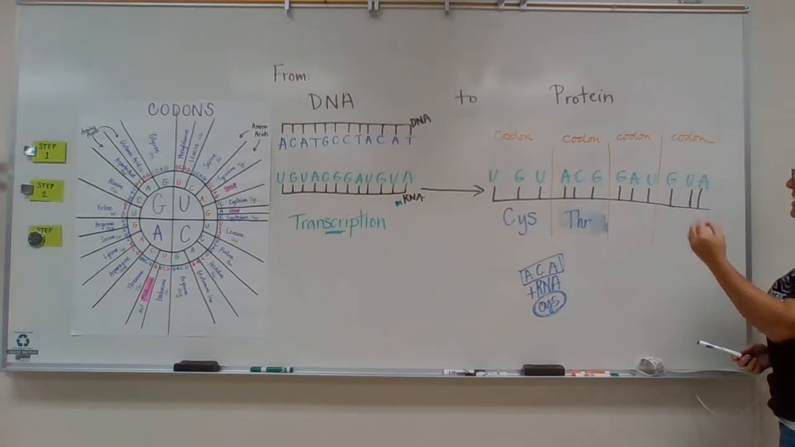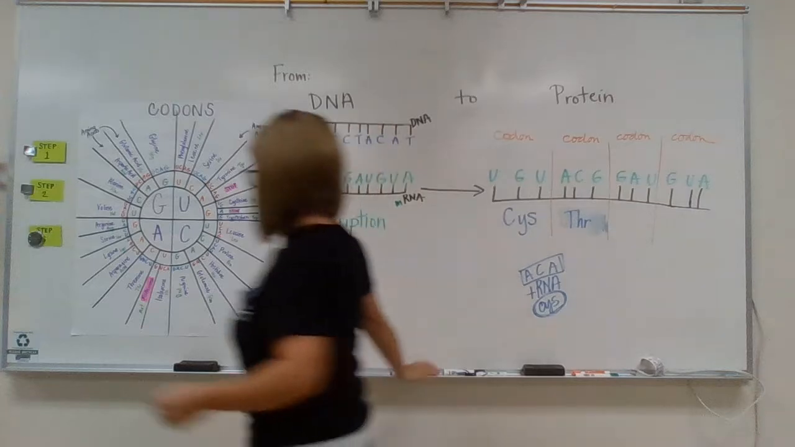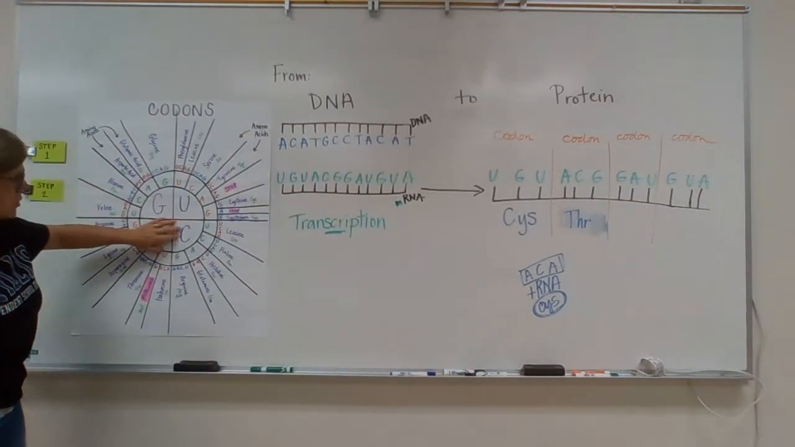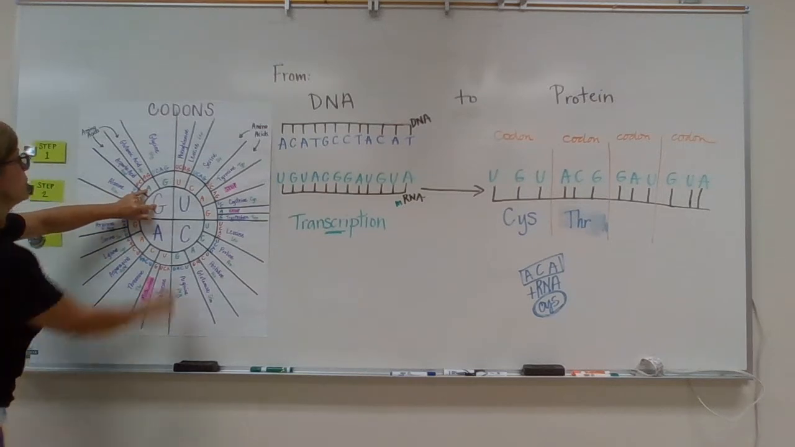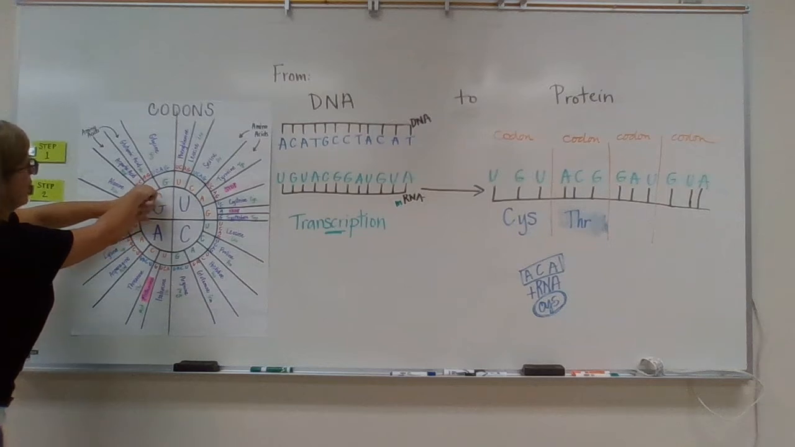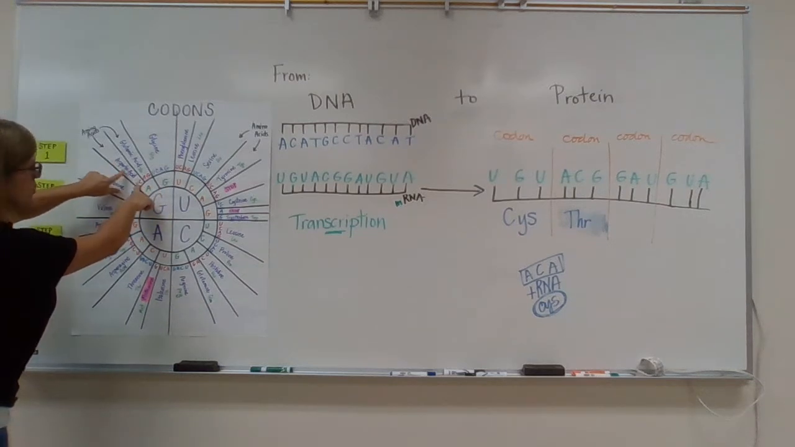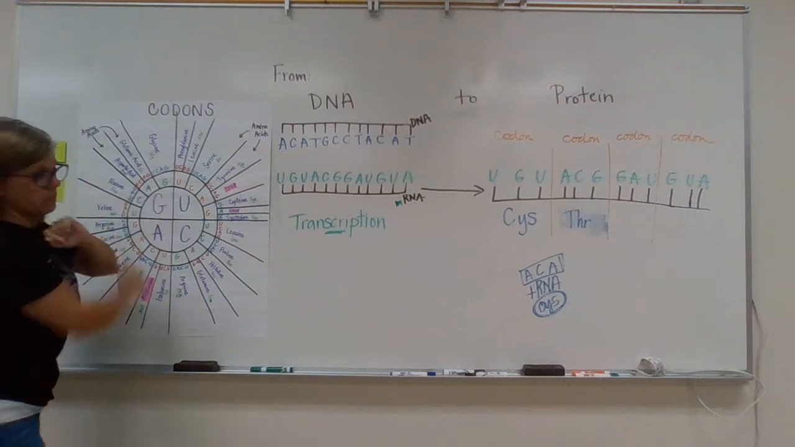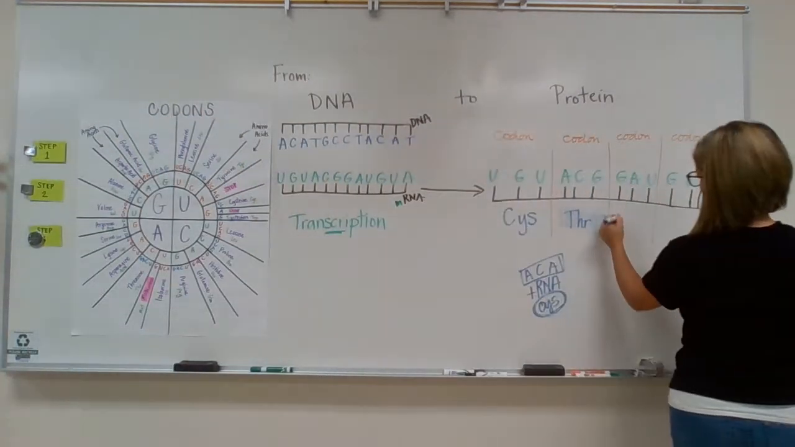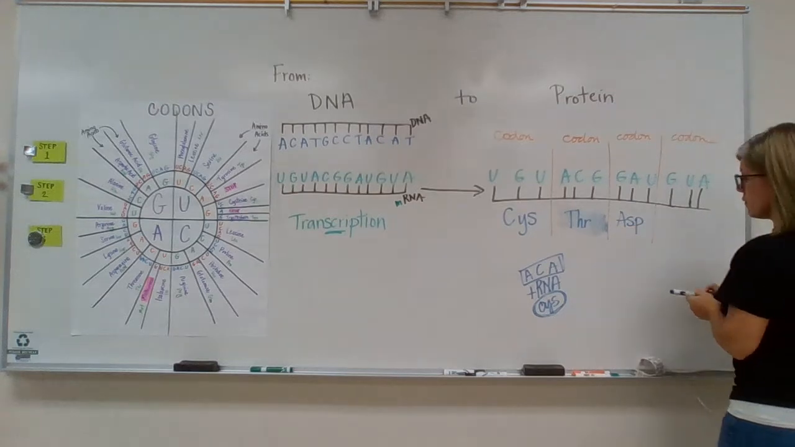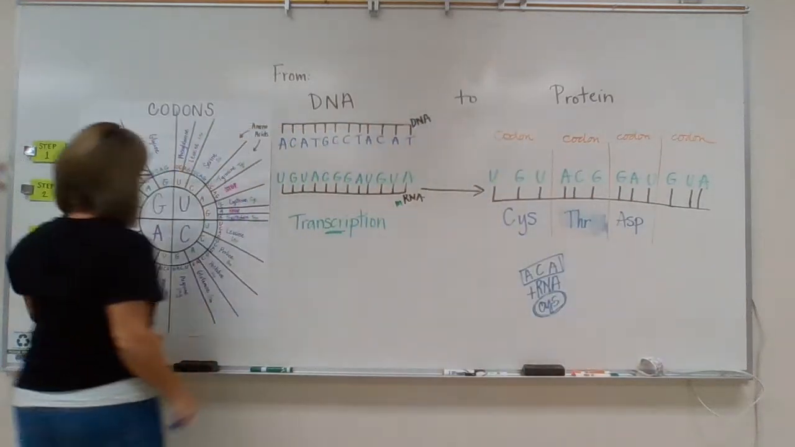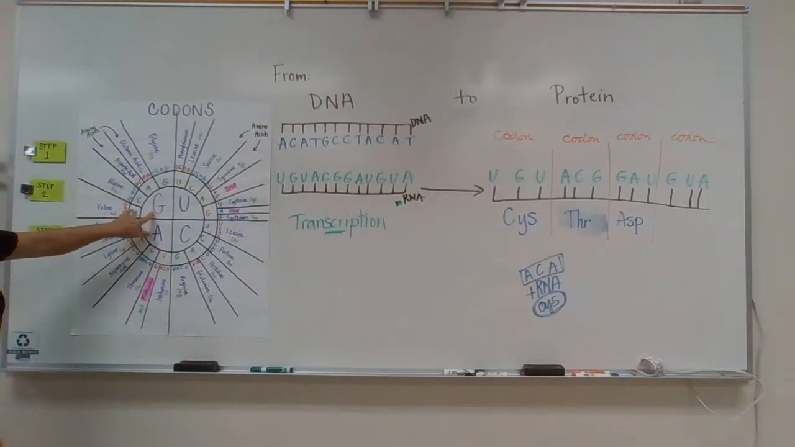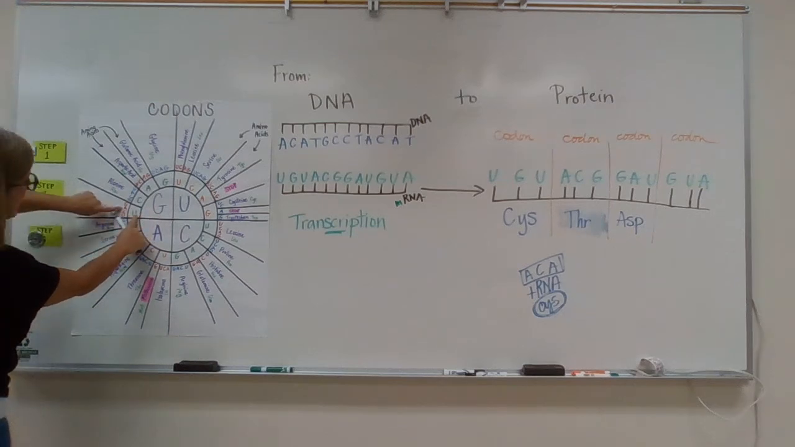Let's do our next one, GAU. Go to my first letter, G. My second letter is A. My third letter is U. I am coding for aspartic acid, which is ASP. And then finally, we're going to code our fourth one, GUA. Come back here. G is our first letter, U is our second, and A is our third. We're coding for valine.